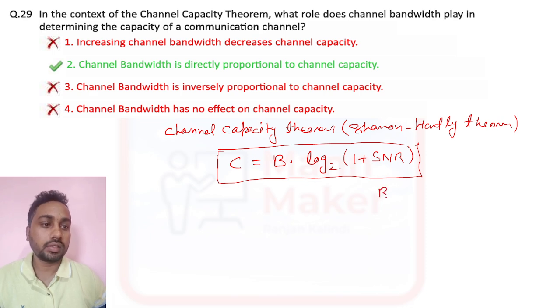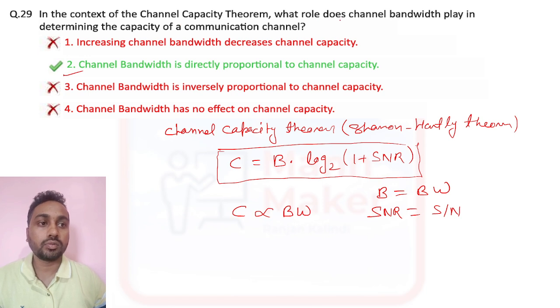Here B is your bandwidth, and SNR is the signal to noise ratio. You can see here that the channel capacity C is directly proportional to bandwidth. So for the question of what role channel bandwidth plays in determining the capacity of a communication channel, the channel bandwidth is directly proportional to channel capacity. From this formula or theorem, we can say that.